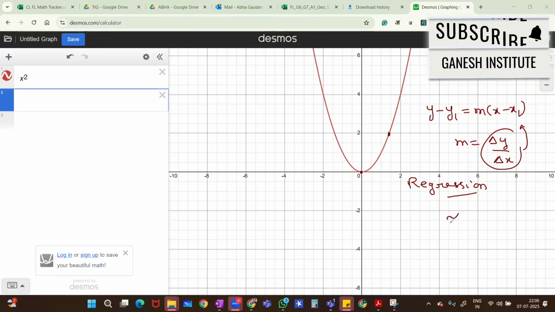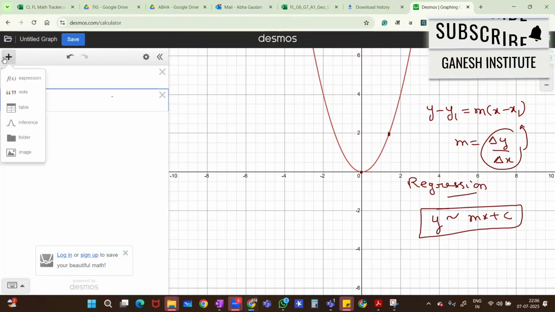The sign for regression is this. And we use this slope intercept form to create a table and see what I'm doing. Okay, here, I need to stop the annotation now. Here is the plus sign. You select and create a table.